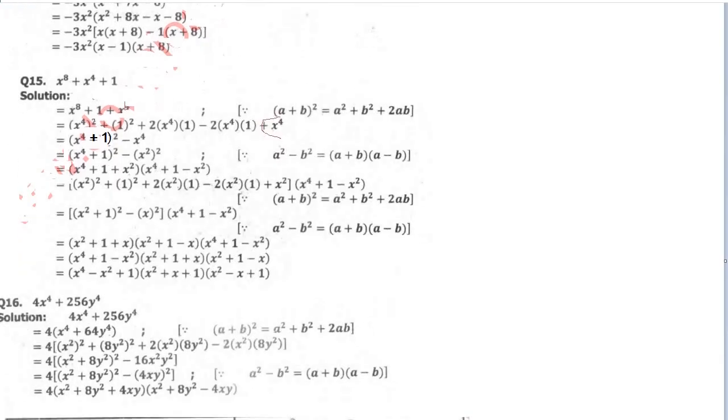Now again a square minus b formula, x square plus 1 plus x square plus 1 minus x, and arranging we have this, we put this first bracket to this, and this is your answer. Now remember that you cannot break it, that is why we are leaving it.